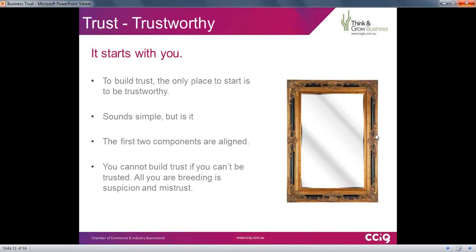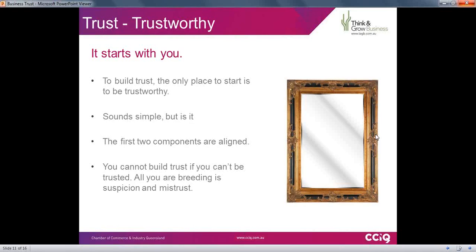So when we talk about being trustworthy, because people will come up to me and say, Tony, how do I build trust? The first thing I always ask is, well, it starts with, are you trustworthy? It's such a simple concept to me. To build trust, the only place to start is to be trustworthy. And it sounds simple, but we miss it. Some people will miss it.